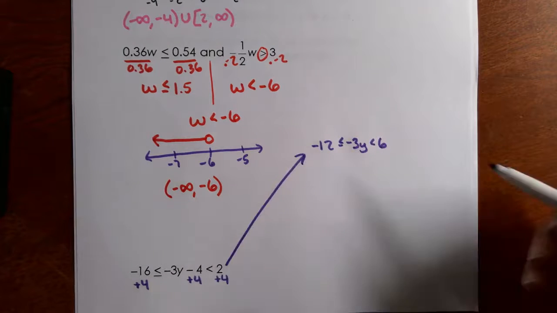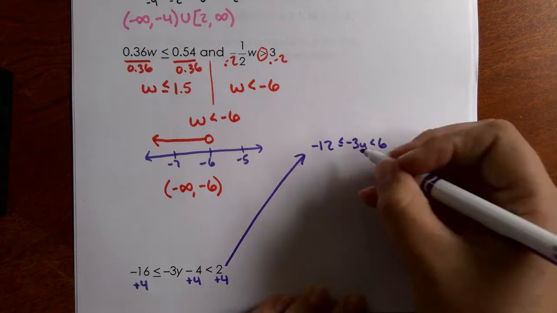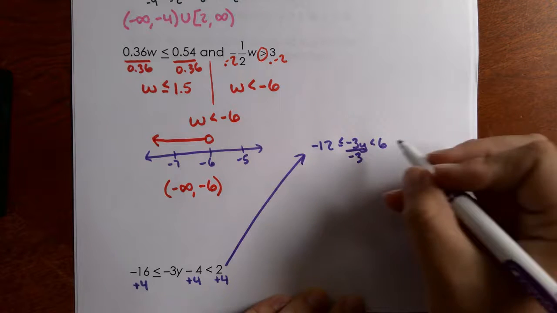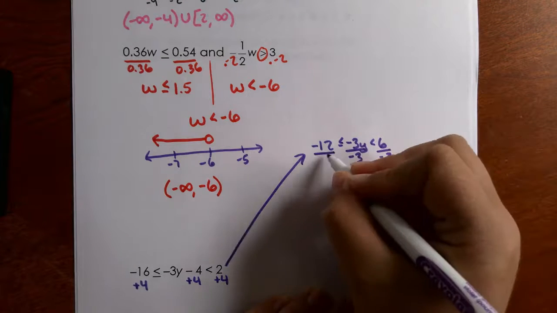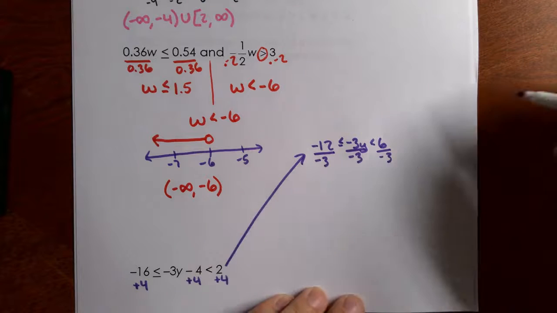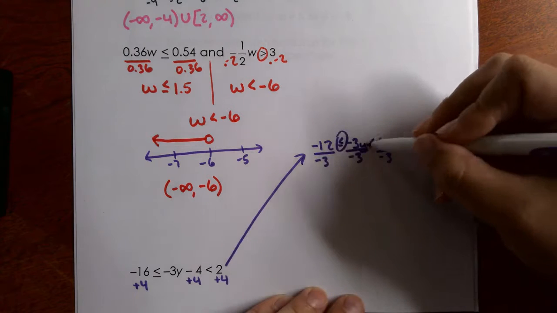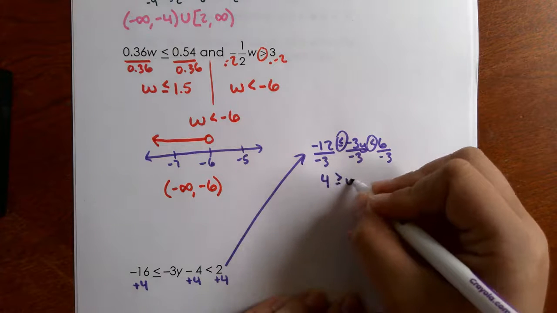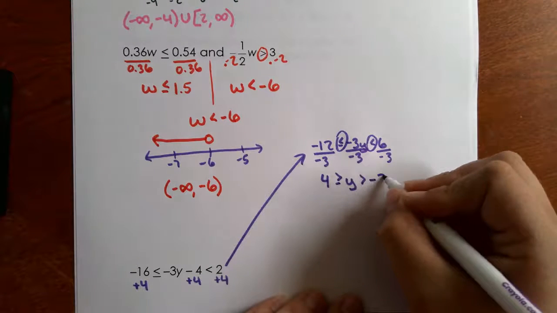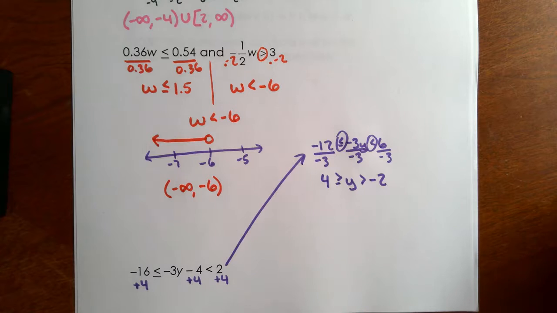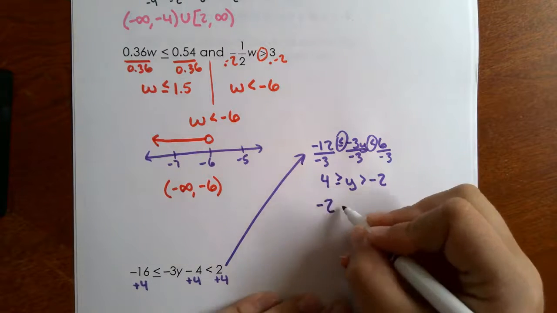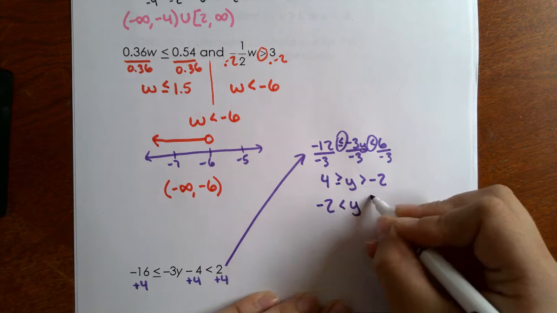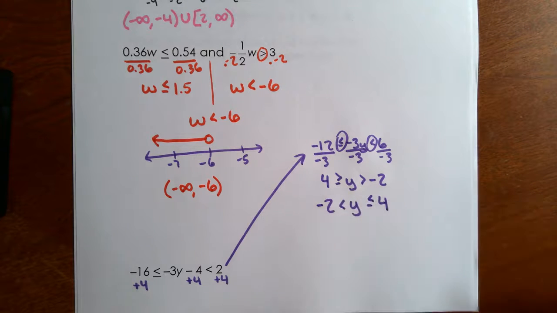And then I see, oh, okay, well I have this negative 3 that I need to divide. So I do it to the right side and the left side. When I divide by a negative, I need to make sure I flip my inequalities. So I get 4 is greater than or equal to y is greater than negative 2. I don't like to write inequalities this way. I like to flip it all around. So we're going to do smallest is less than y is less than or equal to 4.